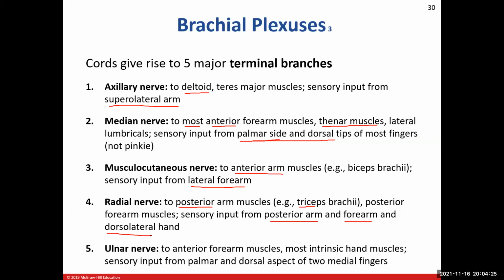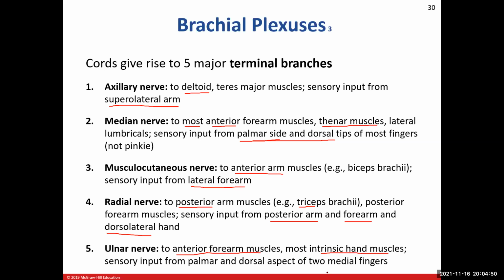Finally, the ulnar nerve is going to innervate, right, the anterior forearm muscles, some of those muscles that weren't innervated by the median nerve. Okay, those will be the flexor muscles. And we'll see pretty much most of the intrinsic hand muscles, all those little muscles that we learned about that are found in your hand there in the fingers.